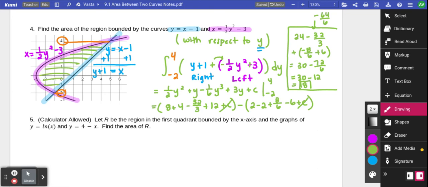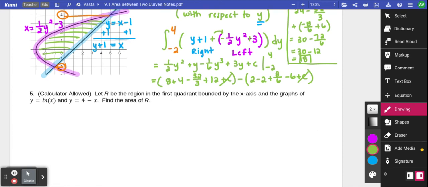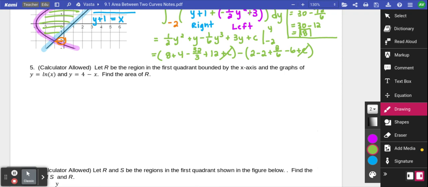Now, that was probably the hardest one because there's so much algebra and so much arithmetic at the end there. Hopefully the setup makes sense to you, that you're doing everything with respect to y, because instead of a top and a bottom, you have a right and a left now. The next few problems hopefully won't be as difficult because we are going to get to use a calculator. It's just a matter of getting it set up the right way.